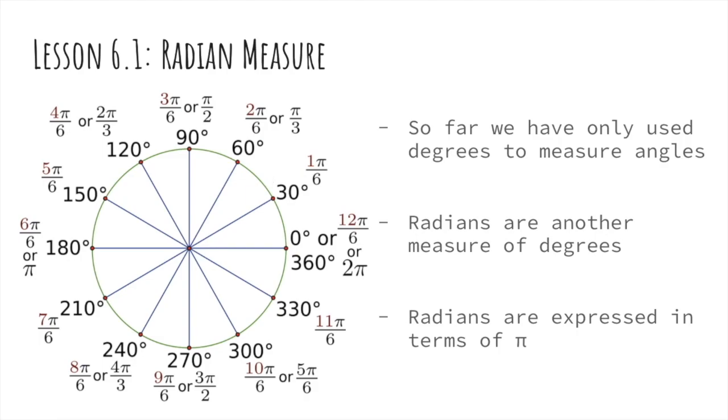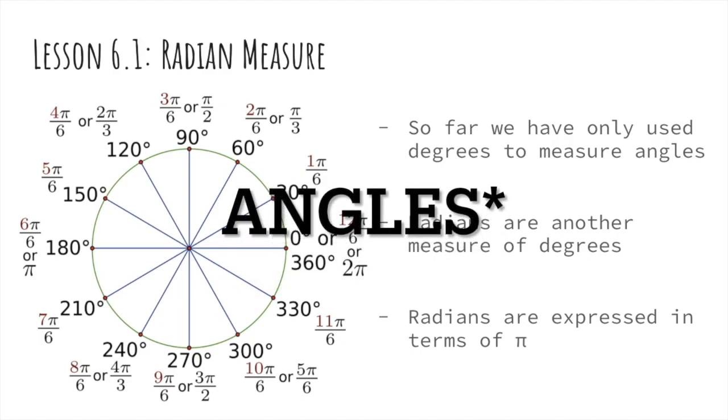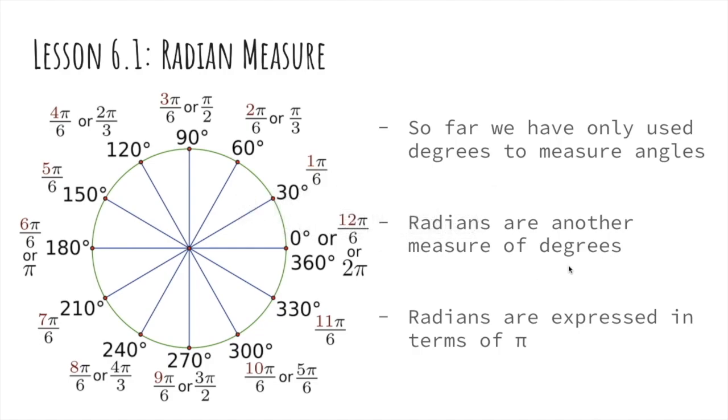Now, what I'm introducing today is radians. Radians are another way to measure angles, right? As you can see on this circle, there are many different ways that radians are expressed, and they're expressed in terms of pi. We could go through this circle and see just how the conversion works from degrees to radians and vice versa.